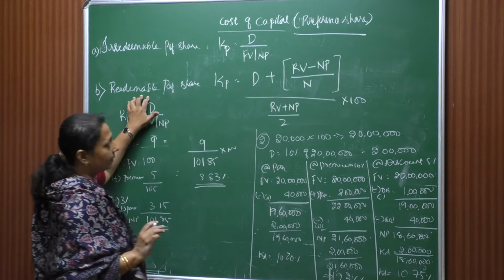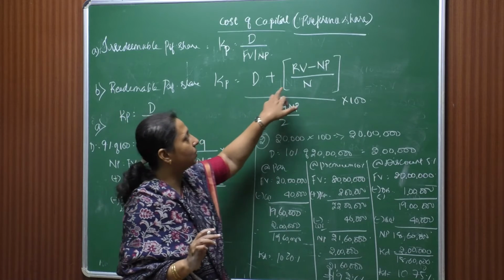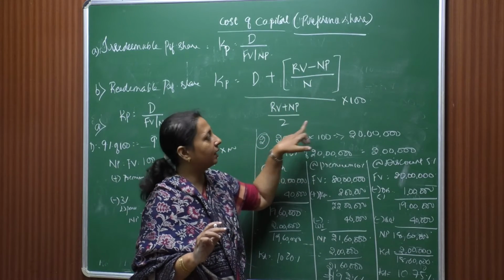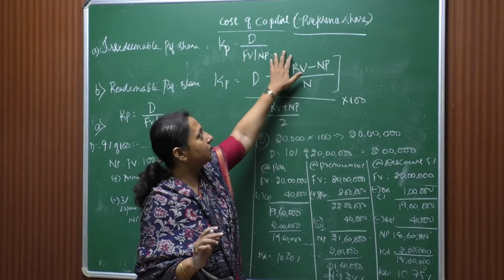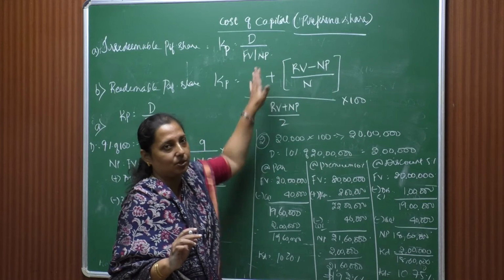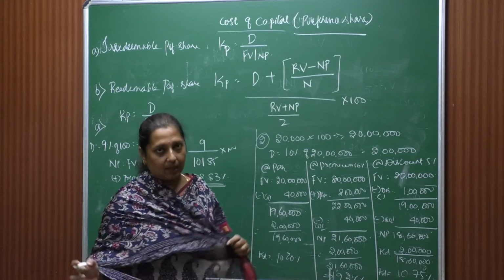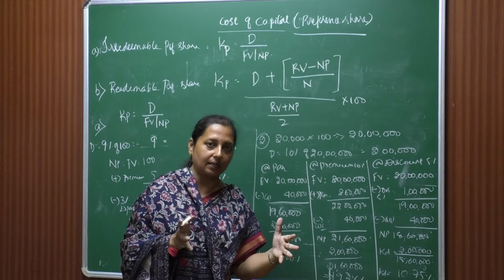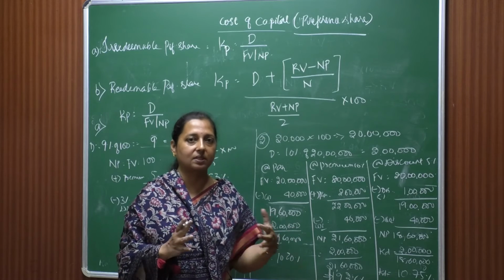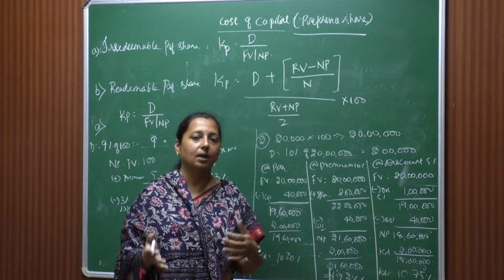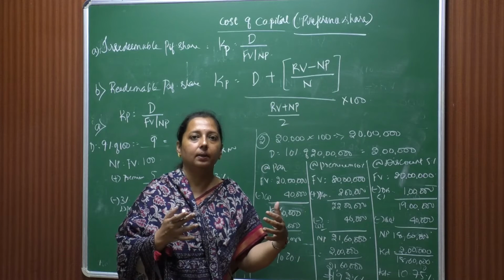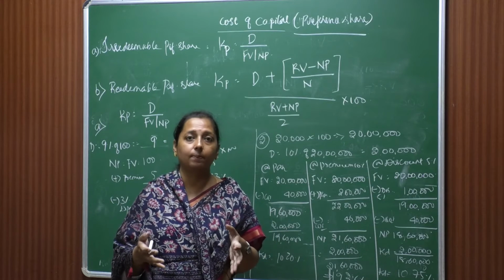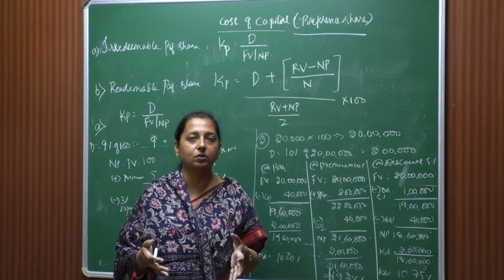When it is a redeemable preference share, KP is equal to D plus RV minus NP divided by N, over RV plus NP divided by 2, into 100. First we shall start with the irredeemable preference share. The procedure is the same as for debentures, and the calculation part is similar for debentures and preference shares. In debentures we focus on the interest rate or coupon rate. Here, for preference shares, we focus on dividends.